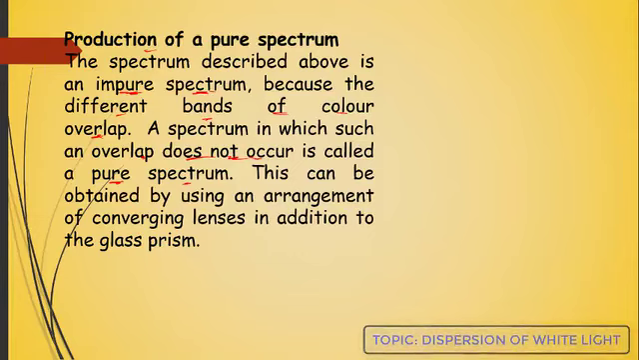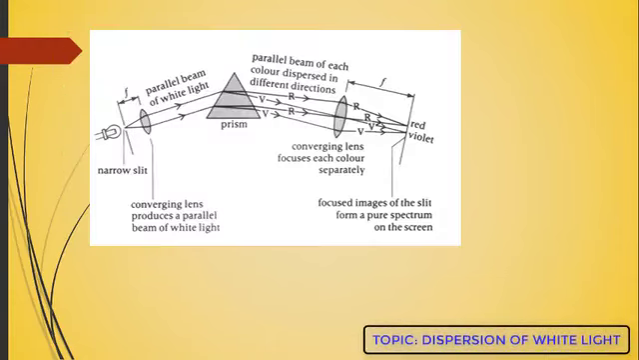Now, for us to avoid having an overlap, we can do that by using an arrangement of a converging lens in addition to the glass prism. When you combine a converging lens with a glass prism, it helps to prevent an overlap, as shown in the diagrammatical representation here.